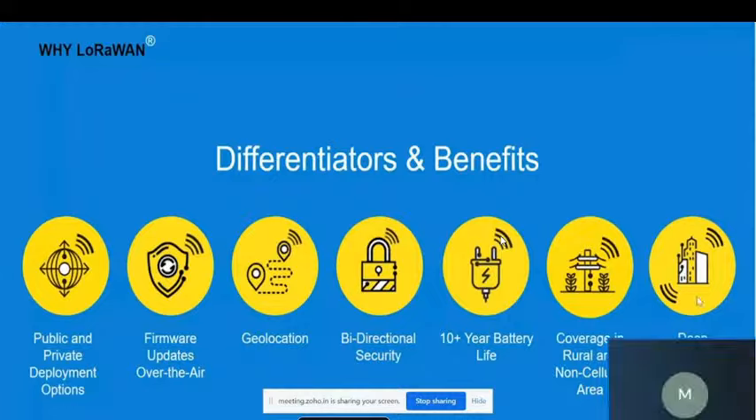Also, it has very deep penetration. It is a very robust system because it works on the sub-gigahertz band, so it is very immune to noise. It has deep penetration through concrete, steel, buildings, and trees. This makes it very useful even in the urban environment. Even for smart city applications, LoRaWAN is an ideal solution.